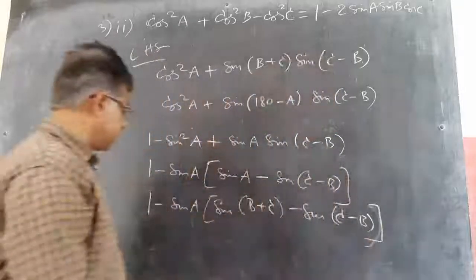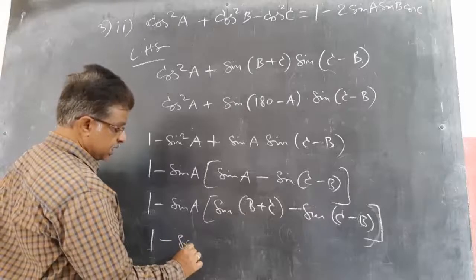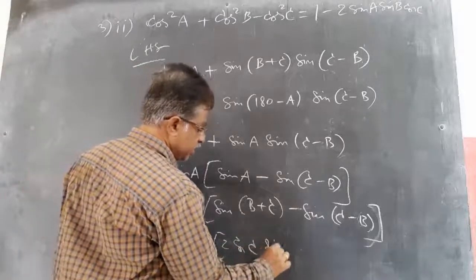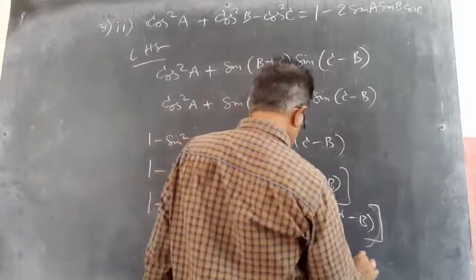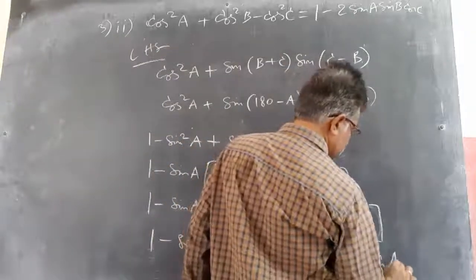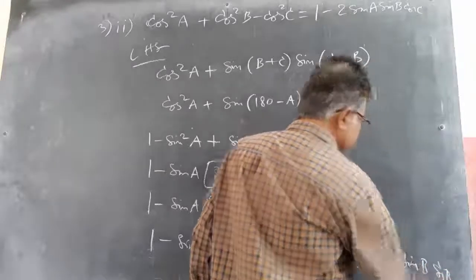That is 2 cos a sin b. So it becomes 1 minus sin a into 2 cos a sin b, which is 1 minus 2 sin a sin b cos c.